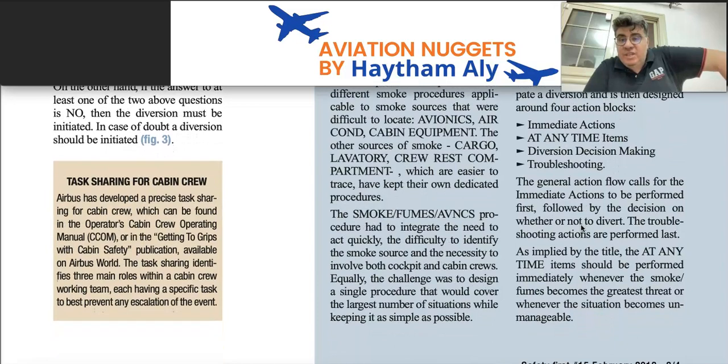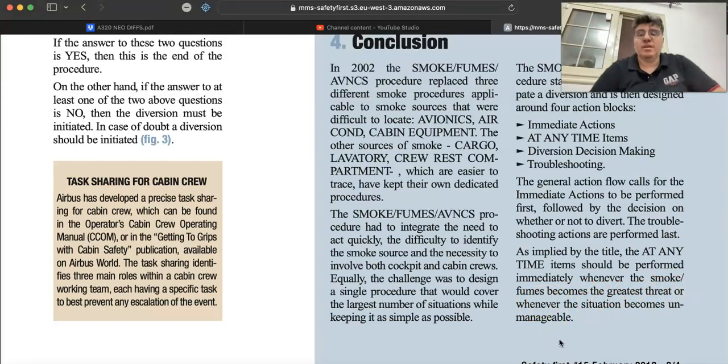Okay, everybody, the general action flow calls for the immediate action to be performed first, followed by the decision on whether or not to divert. The troubleshooting actions are performed last. As implied by the titles, the at any time items should be performed immediately whenever the smoke fumes become the greatest threat or whenever the situation becomes unmanageable. Okay, everybody?